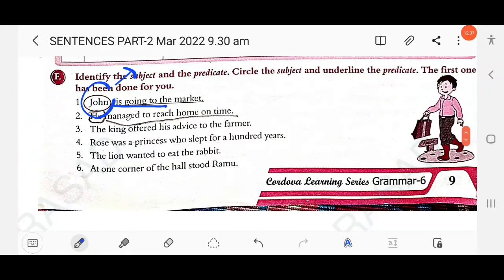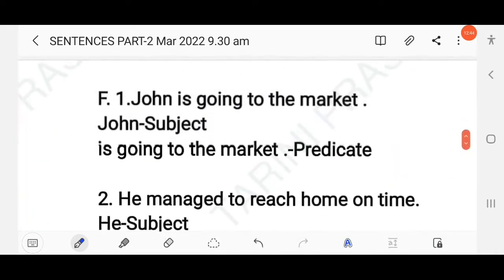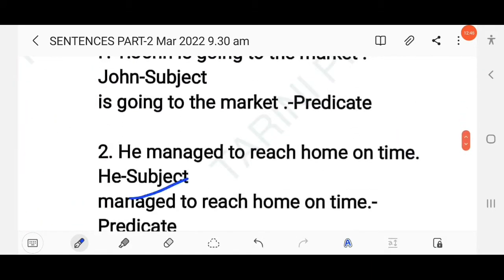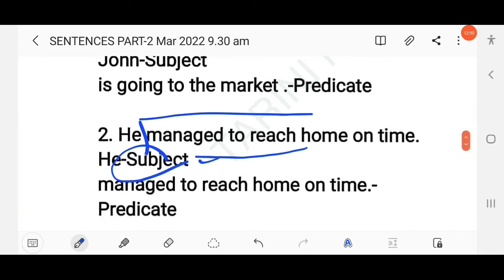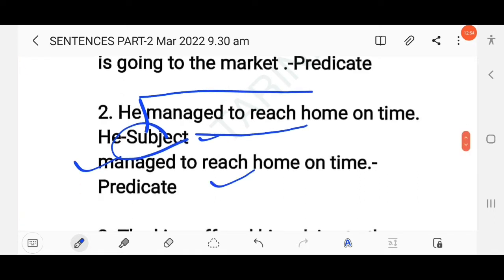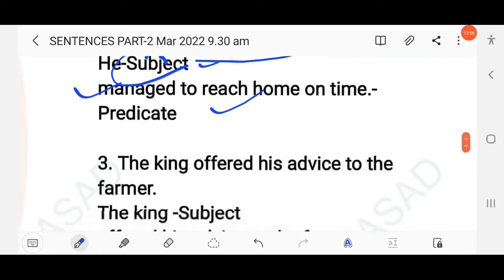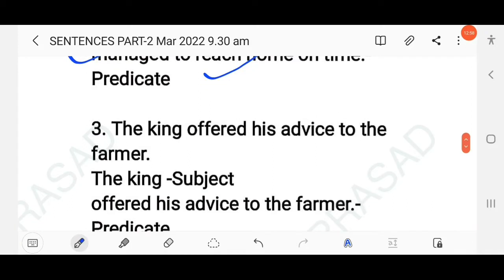The next: he managed to reach home on time. Who managed? He managed. So he is the subject, and the remaining part except the subject is the predicate part. The predicate part always starts from the verb: managed to reach home on time, this is the predicate part. The next: the king offered his advice to the farmer. Who offered his advice? Who offered? The king.